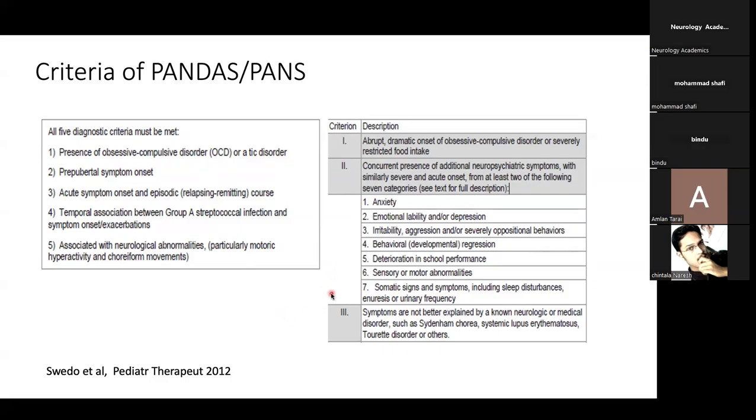The criteria for PANS are abrupt, dramatic onset of OCD or severely restricted food intake, and 2 of 7 additional symptoms should be met: anxiety; emotional lability or depression; irritability, aggression or oppositional behavior; behavioral regression; deterioration in school performance; sensory or motor abnormality; and somatic signs and symptoms including sleep disturbance, enuresis or urinary frequency. These are not better explained by a known neurological or medical disorder such as Sydenham chorea, SLE, or Tourette syndrome.